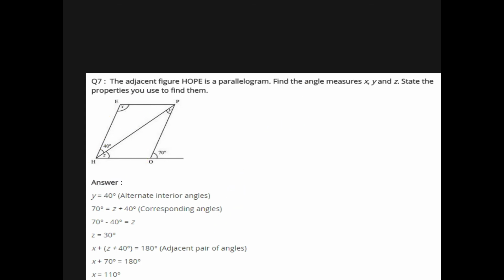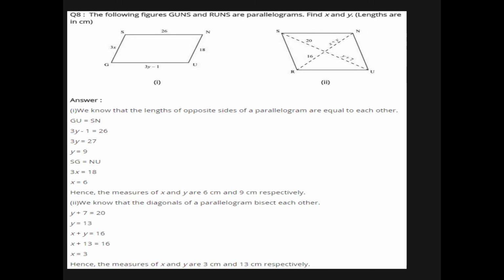So x plus 40 plus z is equal to 180 degrees. What is the value of x? The value of x is unknown. Z plus 40, means z is how much? 30. So 40 plus 30 means 70. So x is equal to 180 minus 70, which means what is the value of x? That is 110. Okay. Now question number 8, see what is given.